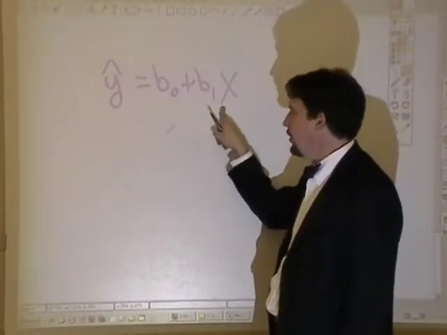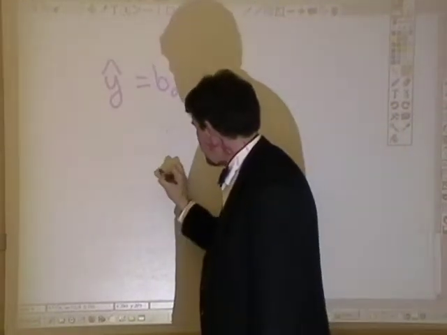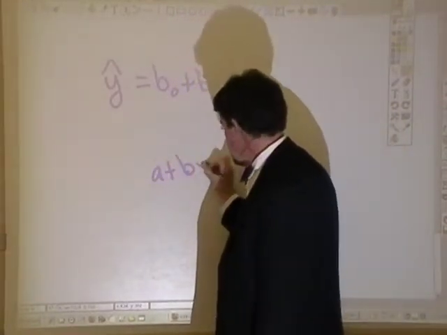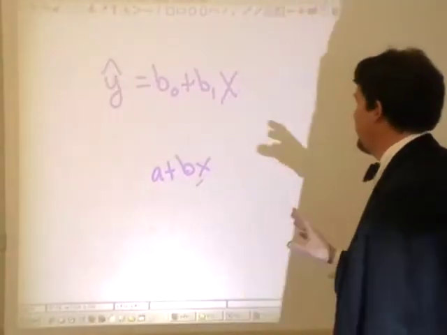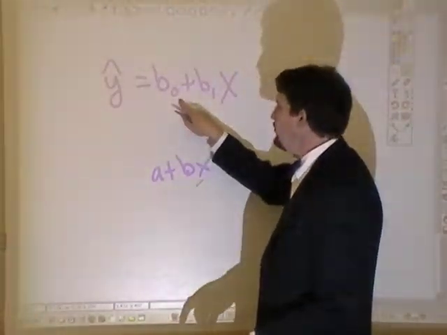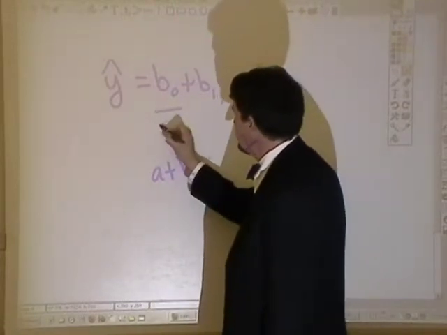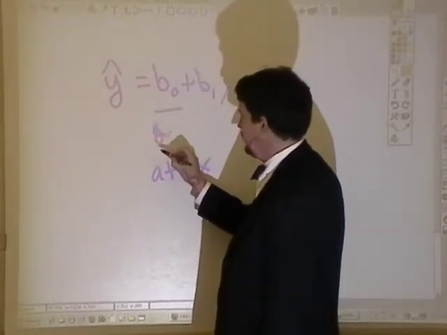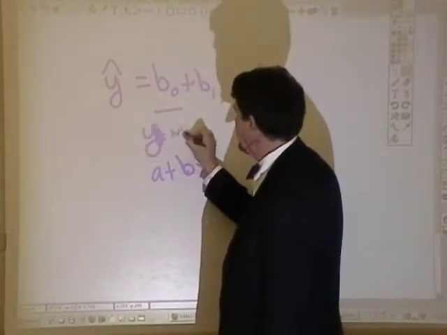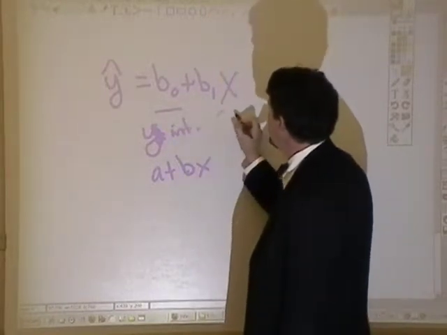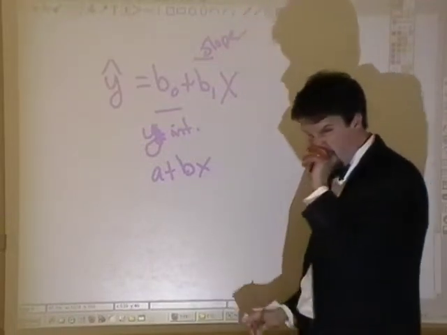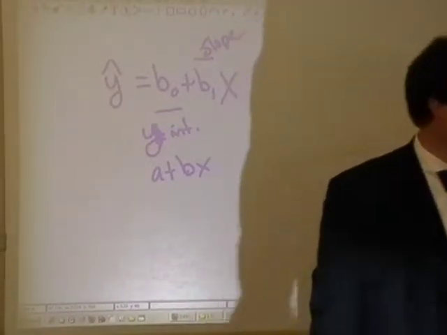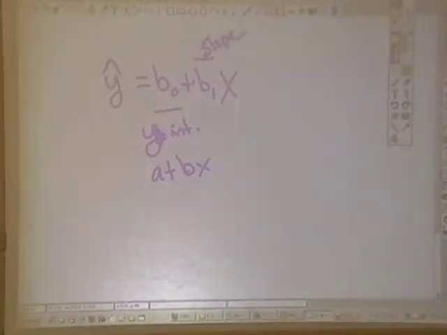Keeping in mind that this is written in the form a plus bx, which was linear regression choice 8 when we were doing the regression, where b0 is the y-intercept, and b1 is the slope. If you look at the formula sheet, let's run it over here and find one.